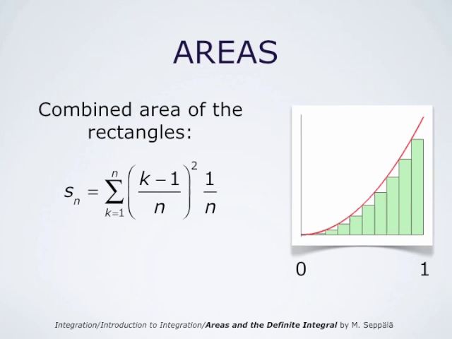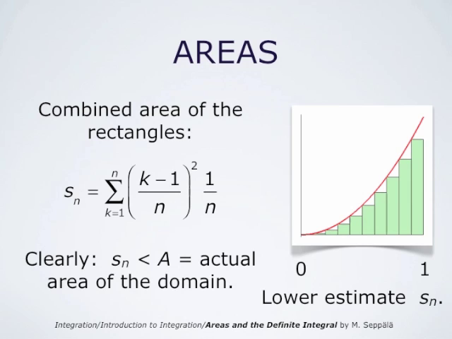We add all these areas up, we get the sum, which we denote by small s sub n, S_n, summation k from 1 to n of ((k minus 1) over n) squared times 1 over n. So this is the combined area of the green rectangles shown here in this picture. And the green rectangles have been chosen in such a way that they lie entirely in the domain bounded by this parabola. Therefore, this means that the combined area of the green rectangles is less than the actual area of the domain. So this is our lower estimate, S_n, for the area of this domain.